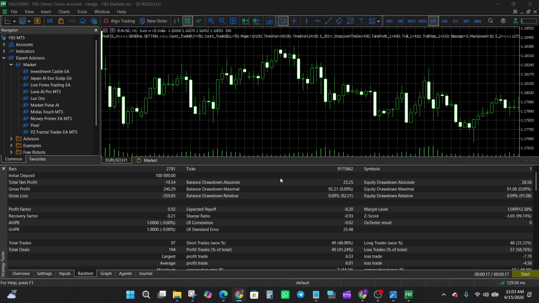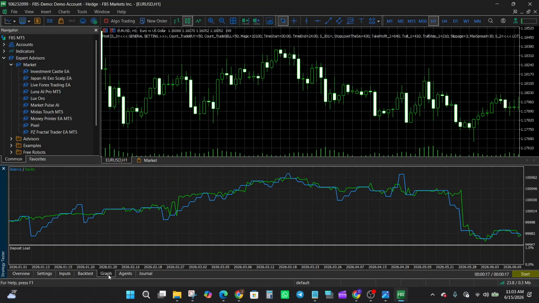All right. Now, overall, the Pixel EA presents itself as a simplified, automated trading solution built around pixel analysis and volatility balance with predefined stop loss and take profit management, and without the use of martingale or grid techniques. As we look at the graph, I can see that the equity and balance curve here seems pretty interesting, right?